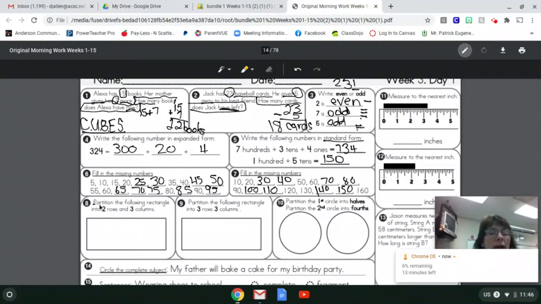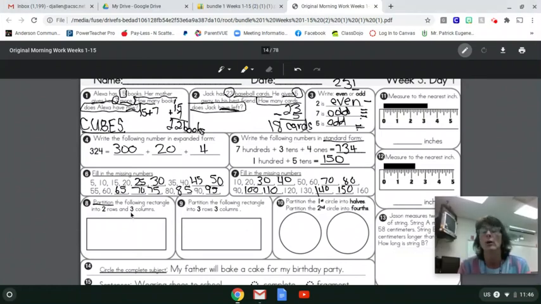This word is also a vocabulary word on our spelling list this week. It is the word partition. You don't have to know how to spell that word, but you do need to recognize it and know what it means to do. Partition the following rectangle into 2 rows and 3 columns. That just means to cut it up, split it up, divide it up.